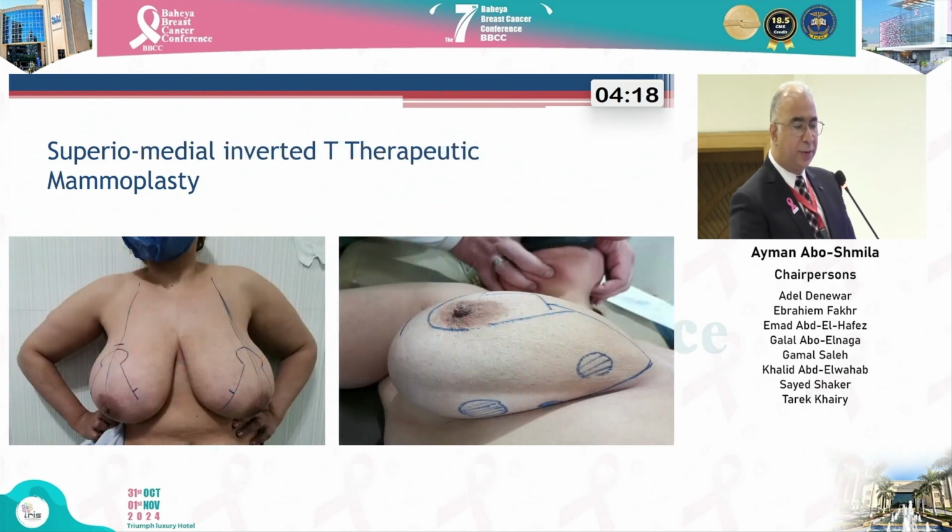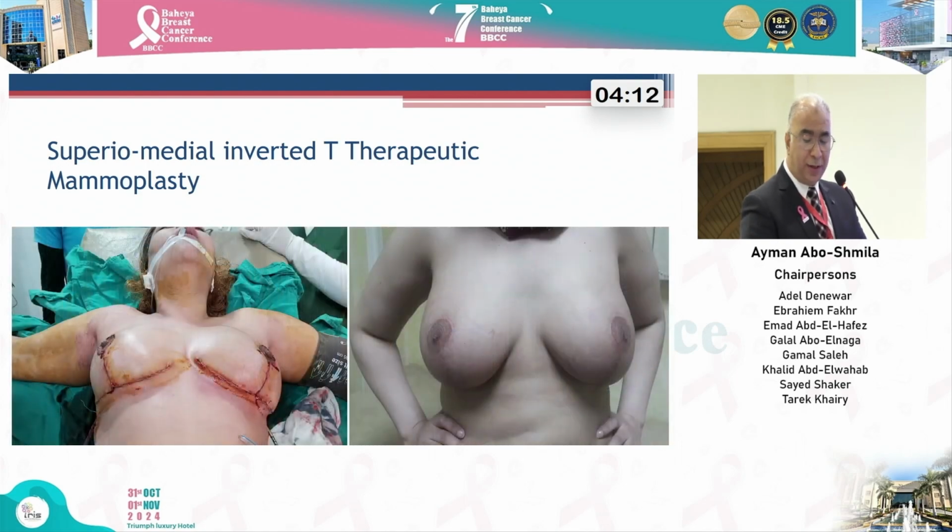In this patient, I used a superior medial inverted T therapeutic mammoplasty. She had a multi-site tumor, so all the lower half of the breast was removed and excised.